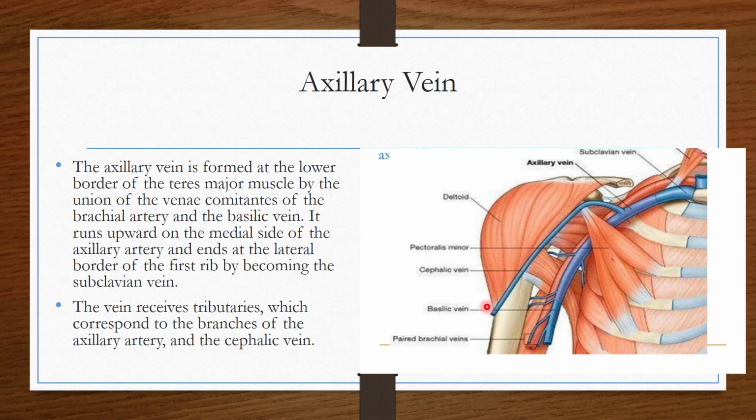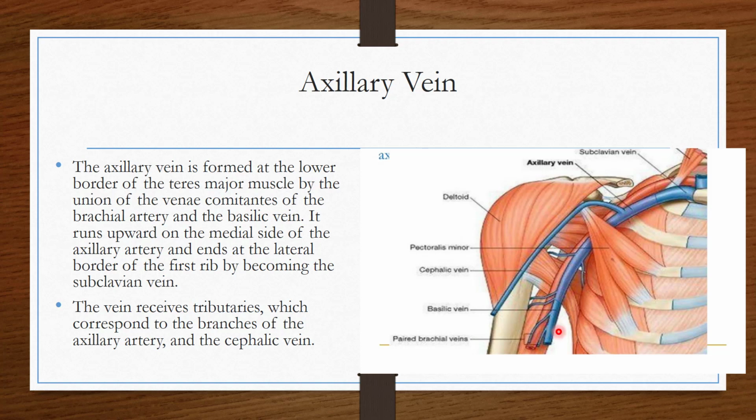All the branches of the axillary artery will have the same tributaries of the axillary vein, such as the superior thoracic vein, the lateral thoracic vein, the thoracoacromial vein, anterior circumflex humeral vein, posterior circumflex humeral vein, okay, and the subscapular vein. These all veins will drain into the axillary vein along with the cephalic vein. So you have to remember the tributaries of the axillary vein.